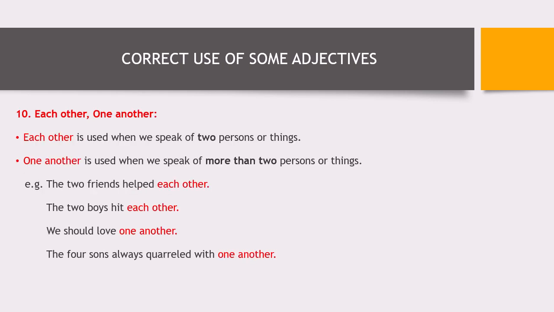10. Each other. One another. Each other is used when we speak of two persons or things. One another is used when we speak of more than two persons or things. For example, the two friends helped each other. The two boys hit each other. We should love one another. The four sons always quarreled with one another.